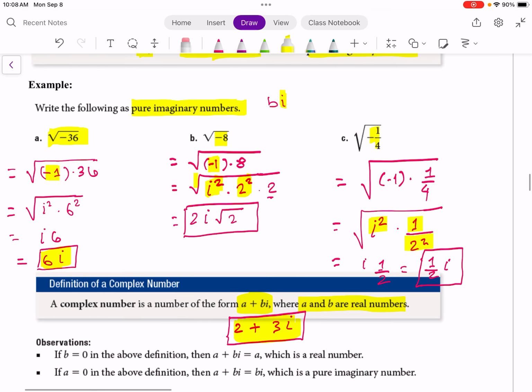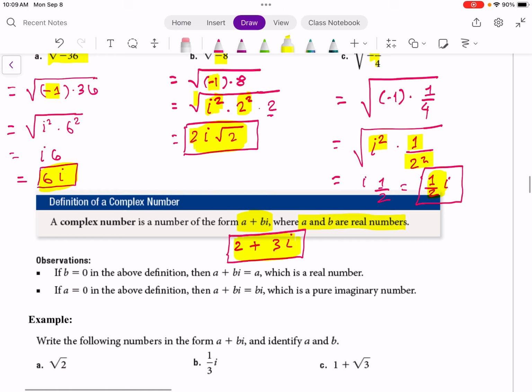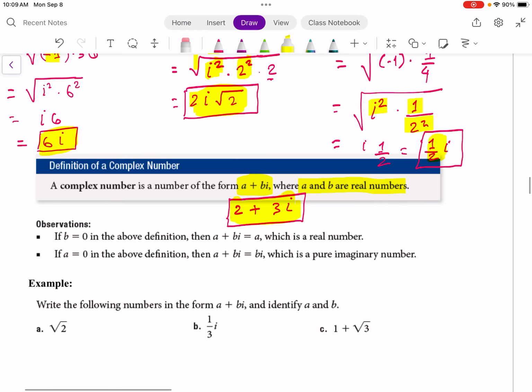So here, 6i is an imaginary number, 2i times the square root of 2 is an imaginary number, and this is also an imaginary number. But along with an imaginary number, if you have a real number, then it makes a complex number. So 2 plus 3i is a complex number. In general, we write a complex number as a plus bi.